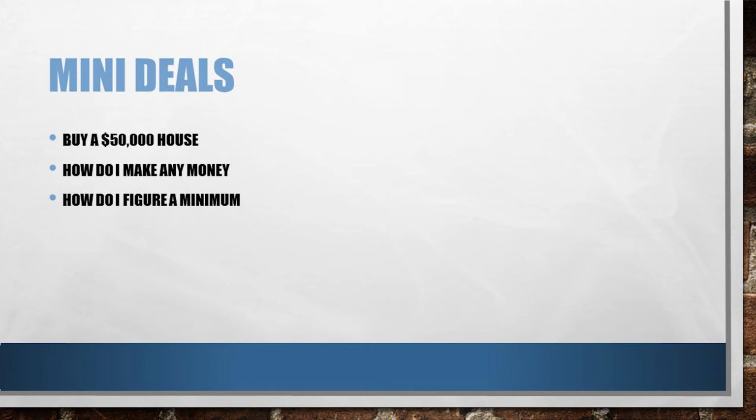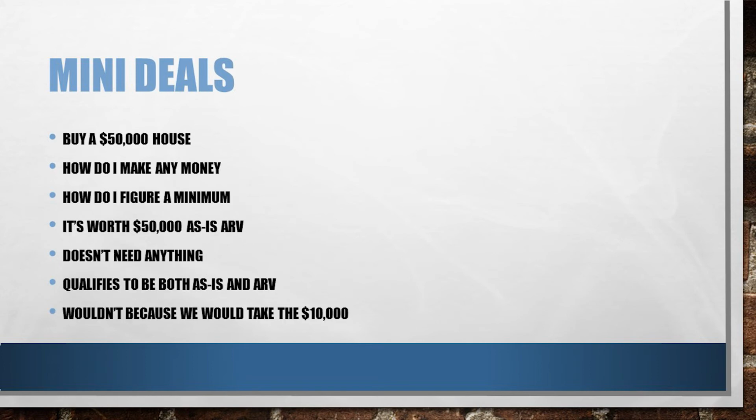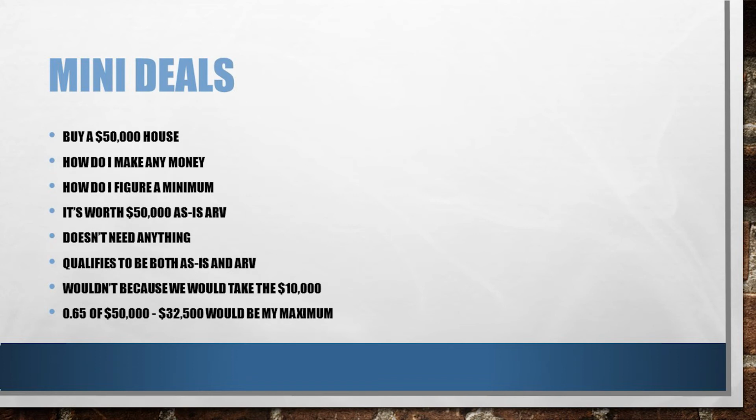So let's assume for a second it's worth 50 as is ARV. It doesn't need anything, so it qualifies to be both as is and ARV. Now, it really wouldn't because we take the 10,000 off of it, but let's assume for this scenario, it does. If I just took 65 cents off of 50, I'm left with what is that, $32.50? Let me get my calculator out. I used to be able to do this in my brain.